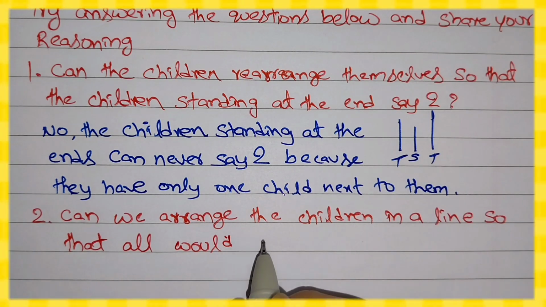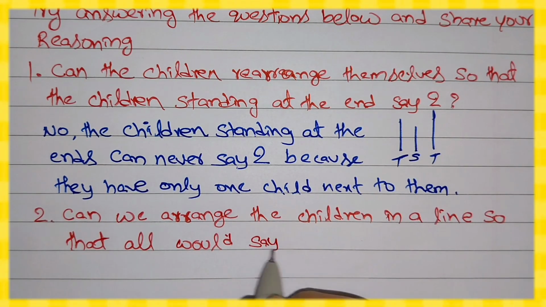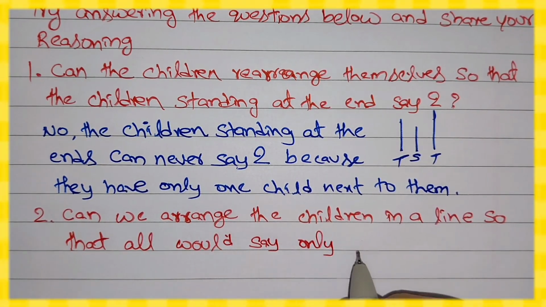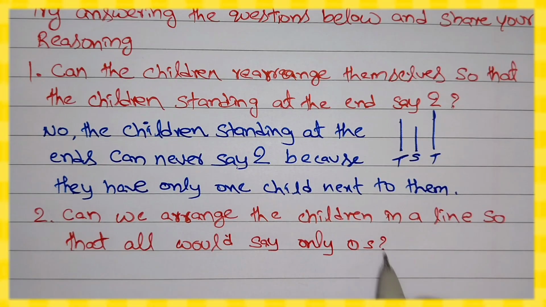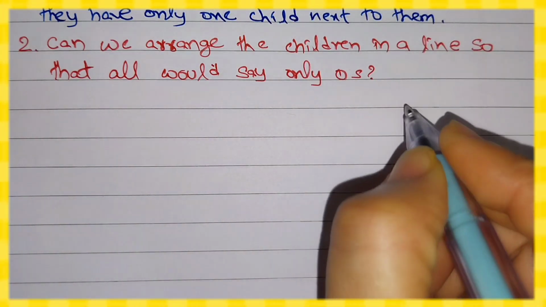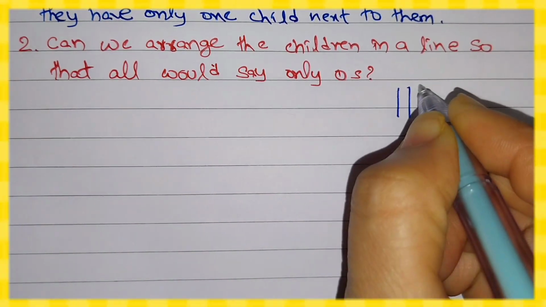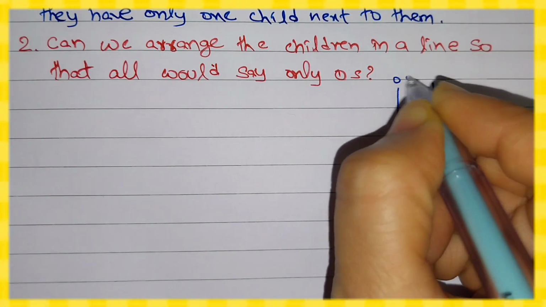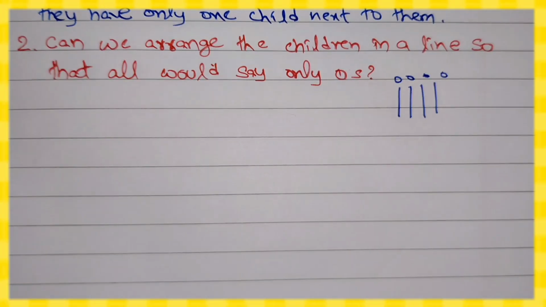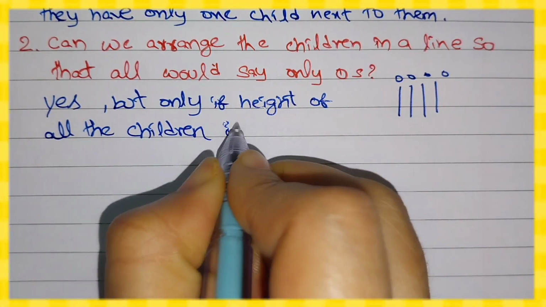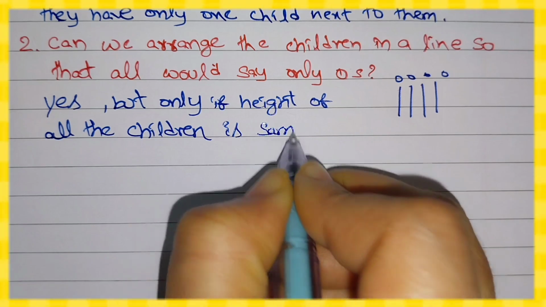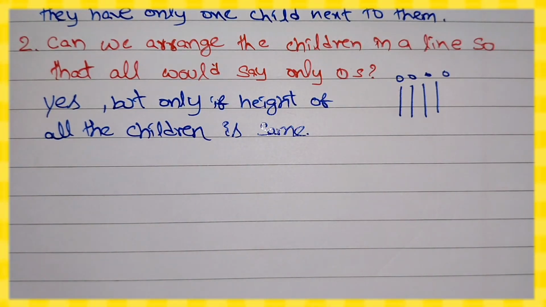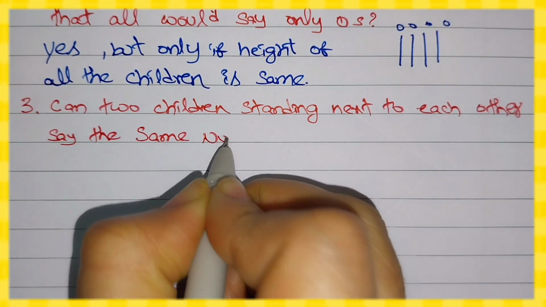The second question is, can we arrange the children in a line so that all would say only zeros? So, what is the question here? Can we arrange the children in a line so that all would say only zeros? Yes, it is possible, but when? Only if the height of all the children is the same.